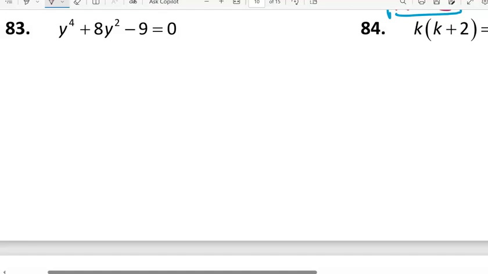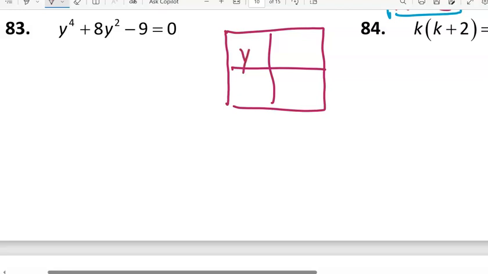In number 83, we actually have something here that's factorable. Y to the 4th plus 8y squared minus 9 is factorable, and so let's try factoring that one in a box. Put y to the 4th in the upper left and negative 9 in the lower right. So a times c is negative 9, and factors of negative 9 that add to 8 are positive 9 and negative 1.